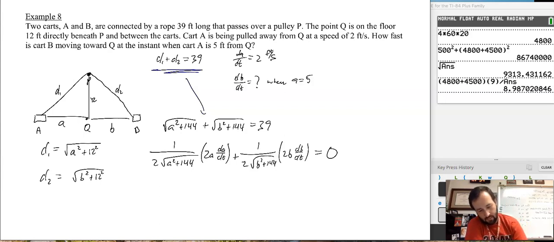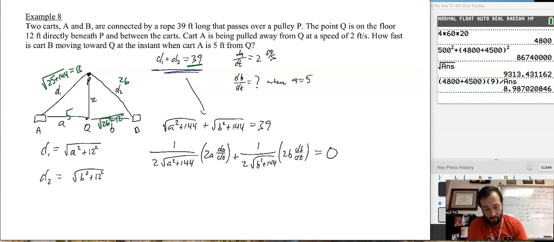Well, let's see, if a is 5, then that means this is the square root of 25 plus 144, which is 13. So if that's 13 and together they make 39, then this distance must be 26 at that instant, which means b is the square root of 26 squared minus 12 squared at that instant.